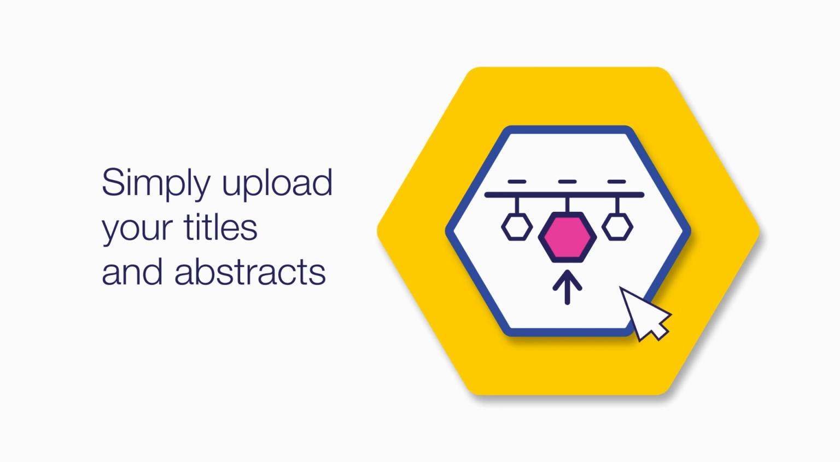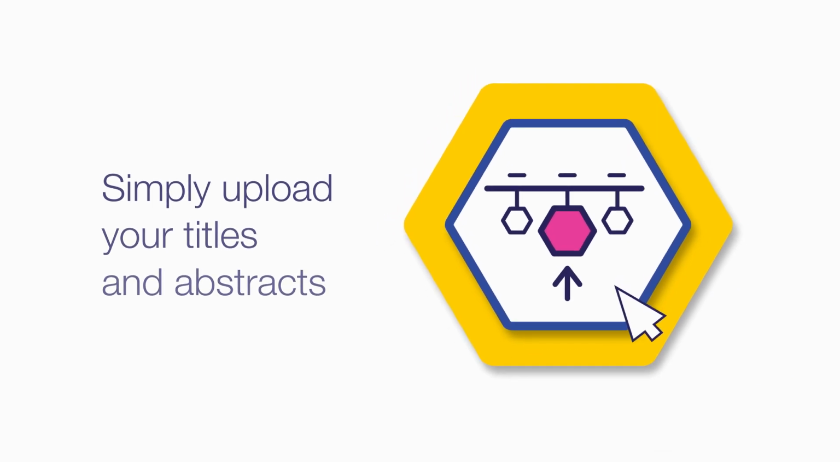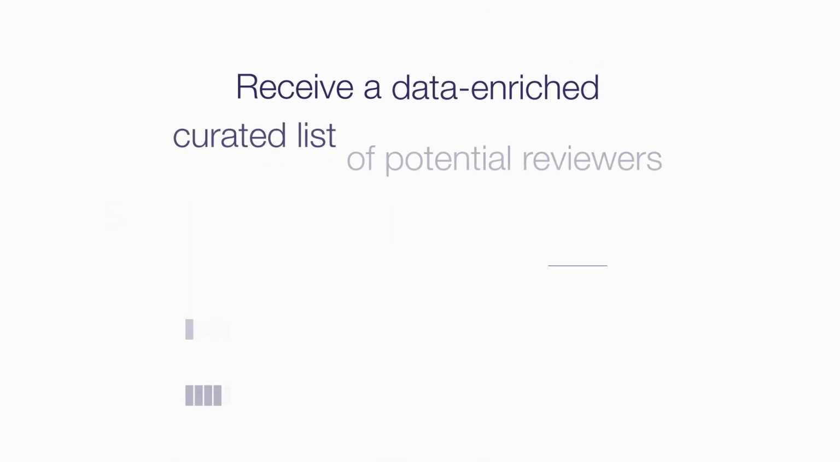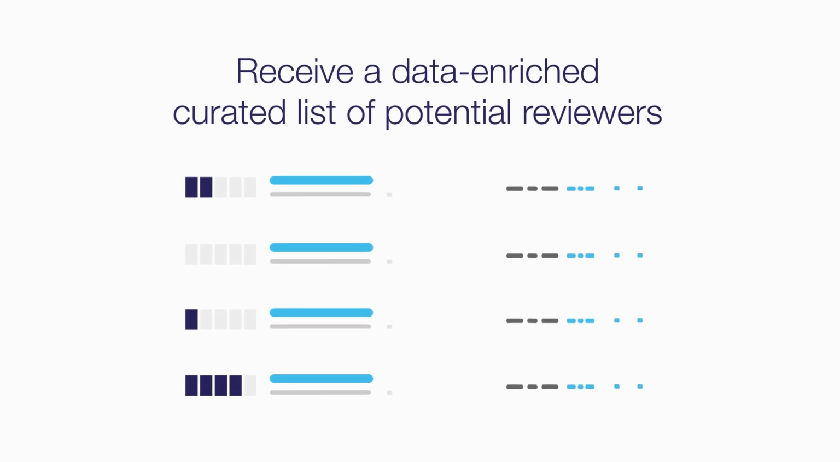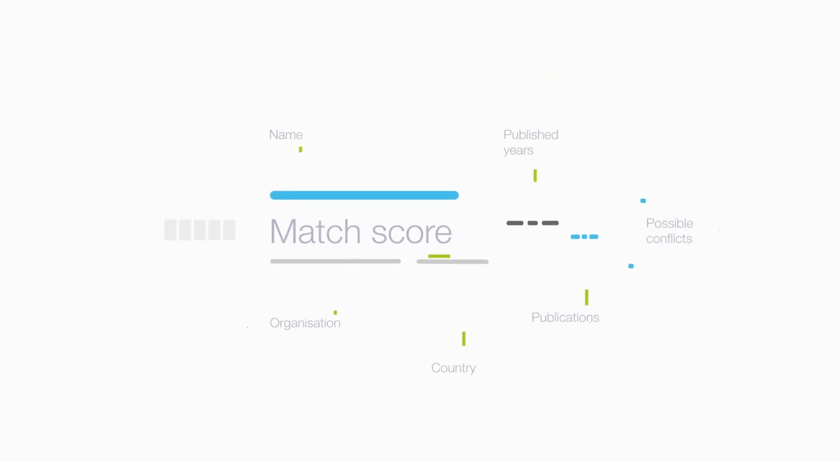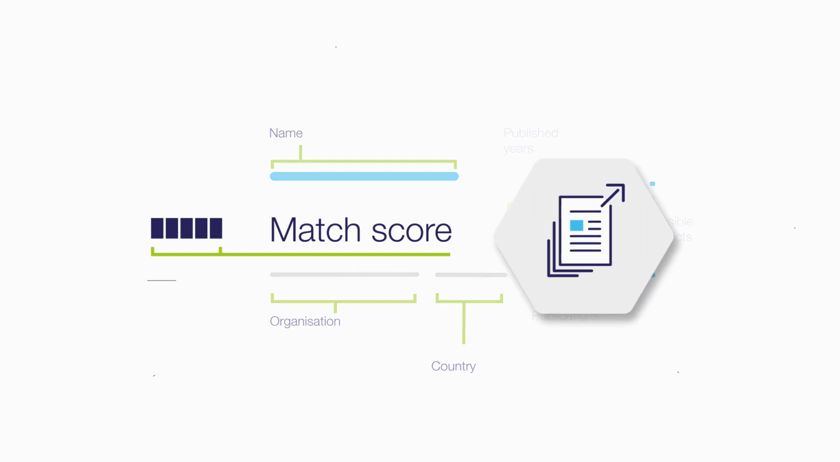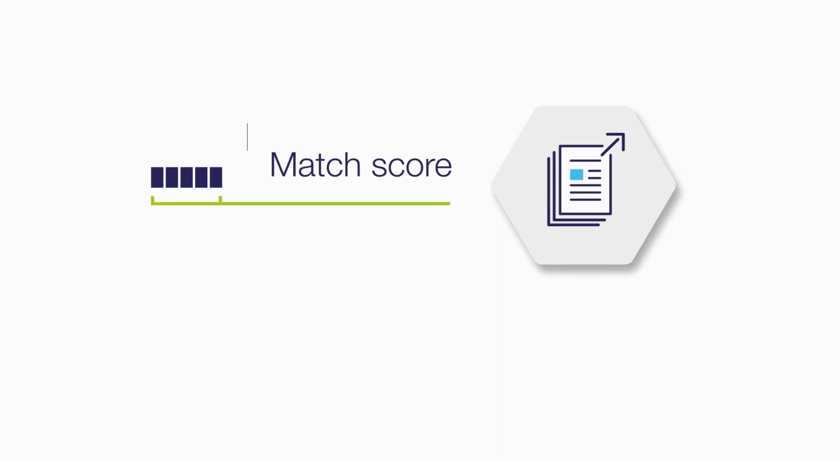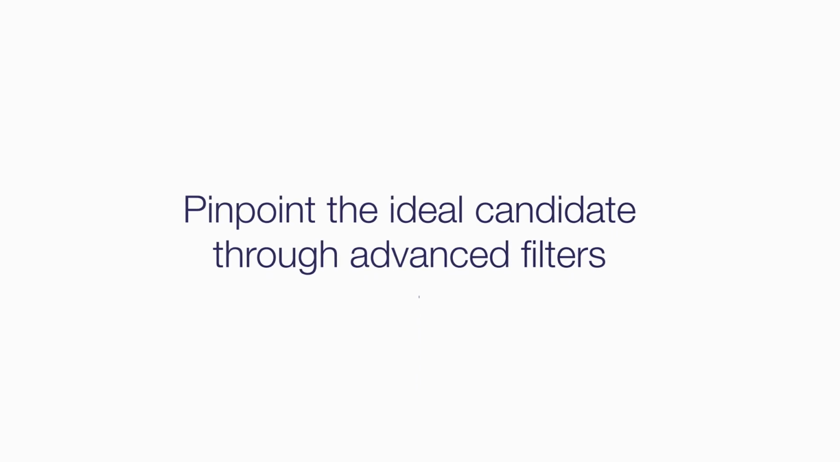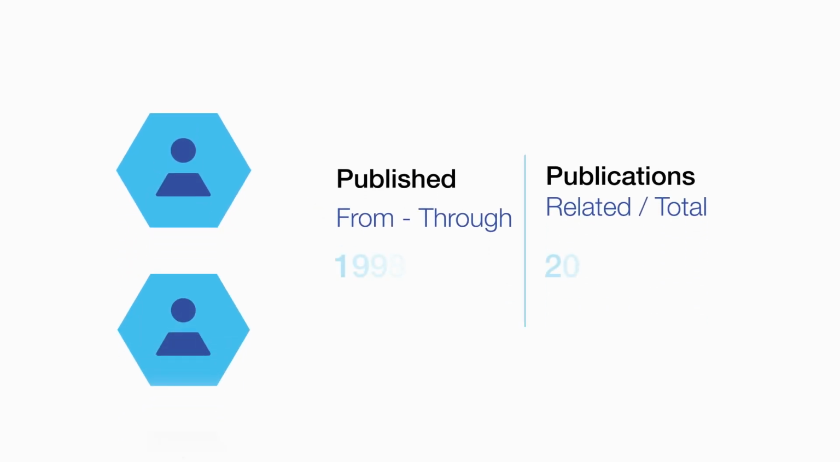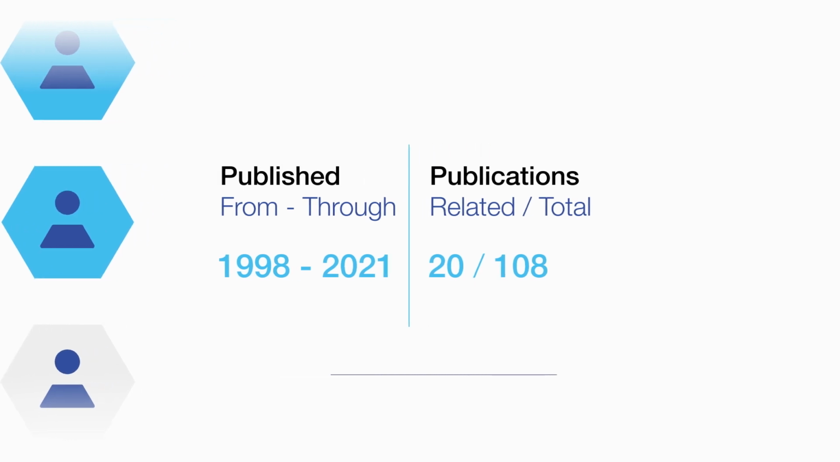Simply upload your titles and abstracts to Dimensions Reviewer Finder to instantly receive a data-enriched, curated list of potential reviewers. A match score is assigned for each one, giving you an idea of how closely their expertise matches your application. Pinpoint the ideal candidate through advanced filters, such as the number and dates of relevant publications, and much more.